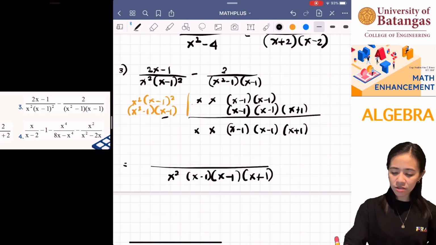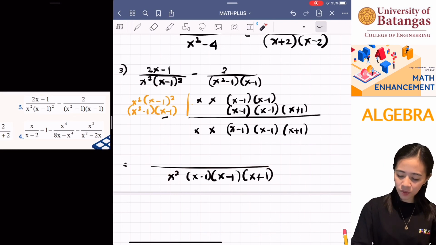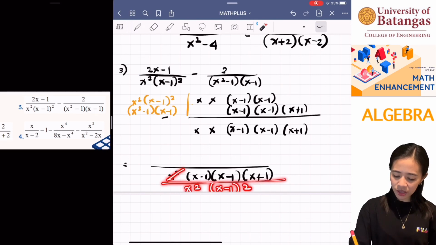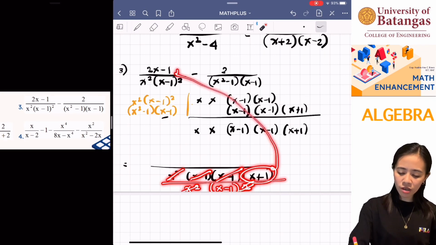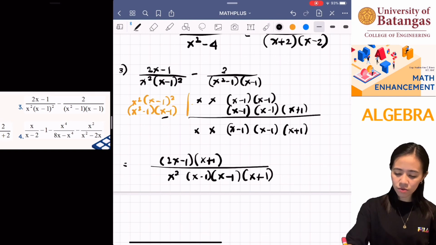Okay? So, having this, i-divide ko ngayon ito. So, mangyayari dyan, you have this numerator divided by x squared, divided by x squared times x minus 1 squared. And that means this will be cancelled along with x minus 1 na isa at isa pang x minus 1. So, I'll be left with x plus 1. Okay? That will be multiplied to the numerator. Which means you have 2x minus 1 times x plus 1. Okay? Minus, this one, minus, which calls for a parenthesis. So, pwedeng isulat mo na agad yung numerator eh.